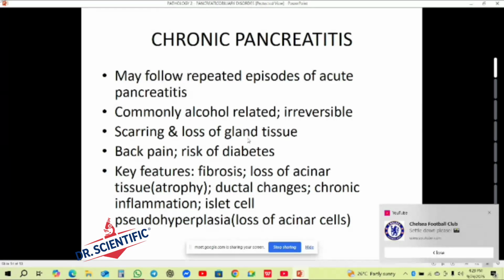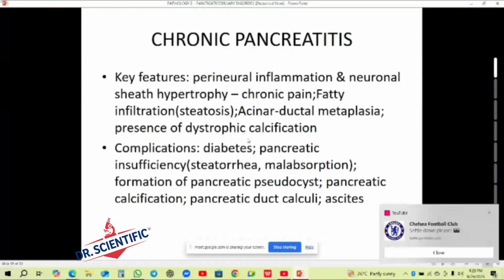Key features: you have perineural inflammation and neuronal sheath hypertrophy, so around the nerves. And this one is the one that will explain the chronic pain. Somebody will tend to have chronic pain because you can see the perineural and neuronal sheath hypertrophy and inflammation.